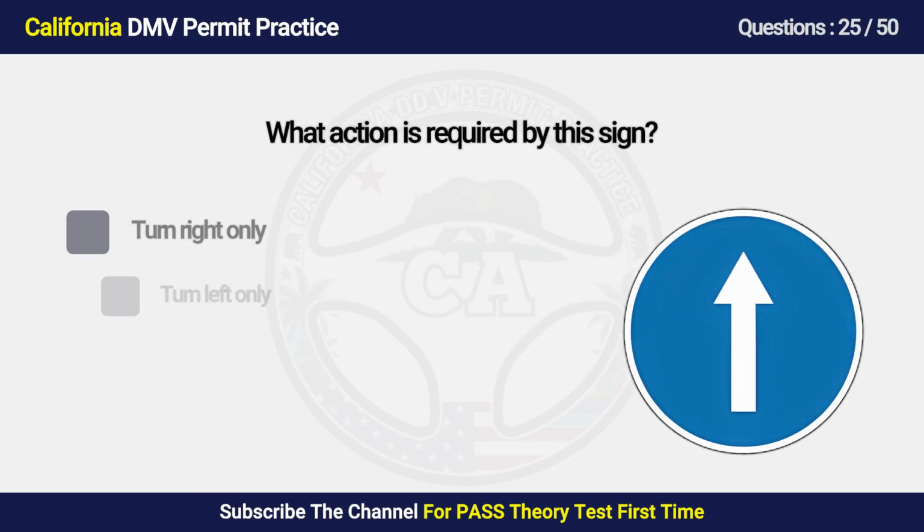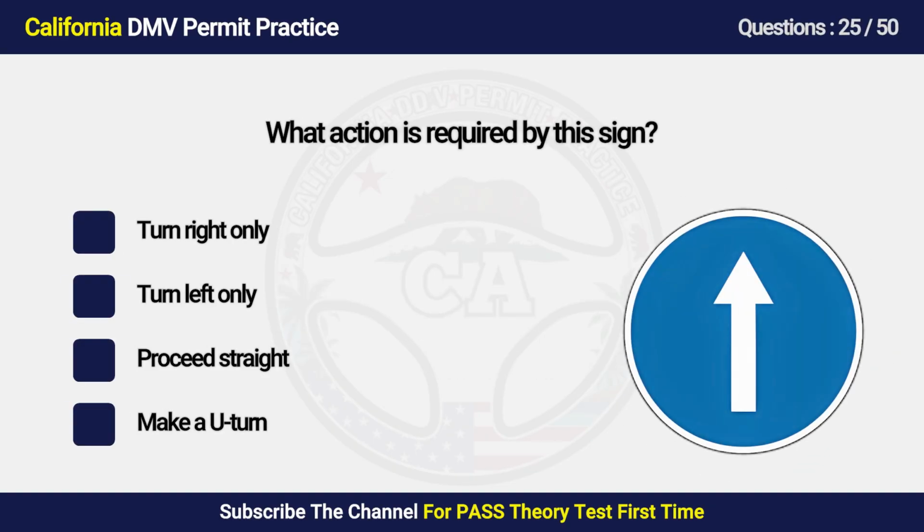Question 25. What action is required by this sign? A. Turn right only. B. Turn left only. C. Proceed straight. D. Make a U-turn.